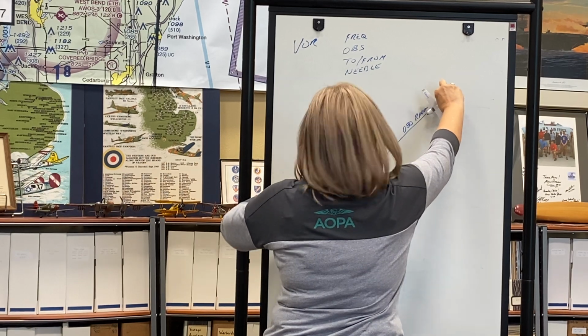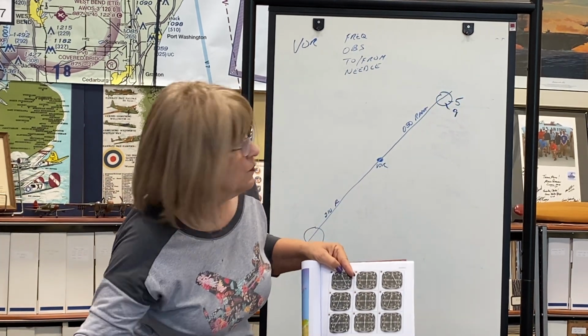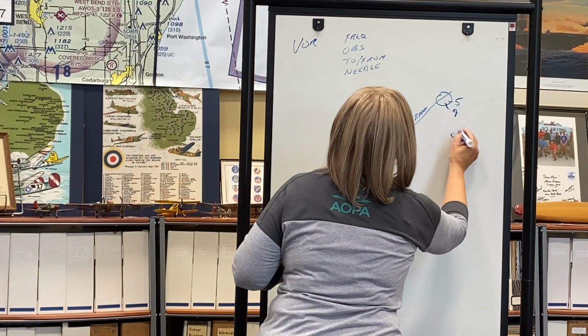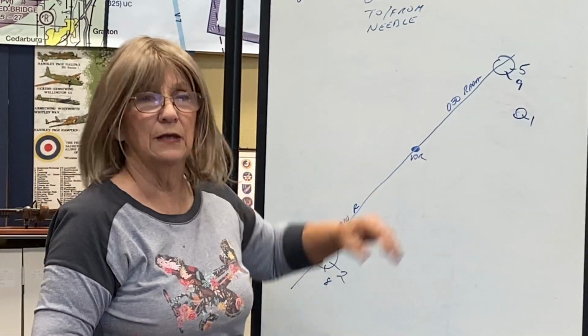And the needle says, oh, you need to turn right to get there. So that means the airplane's over here. So airplane number 1 is somewhere over here. We don't know exactly.